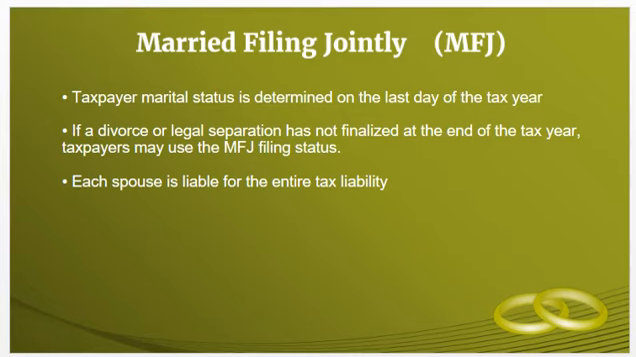So if you are getting divorced and your divorce is completed on December 31st, then you are single, or unmarried, for that entire tax year. Whatever you are on the last day of the tax year is what you are. Each spouse is going to be liable for the entire tax liability in a married filing joint scenario. So there could be situations where taxpayers don't want to file jointly even though they are married.